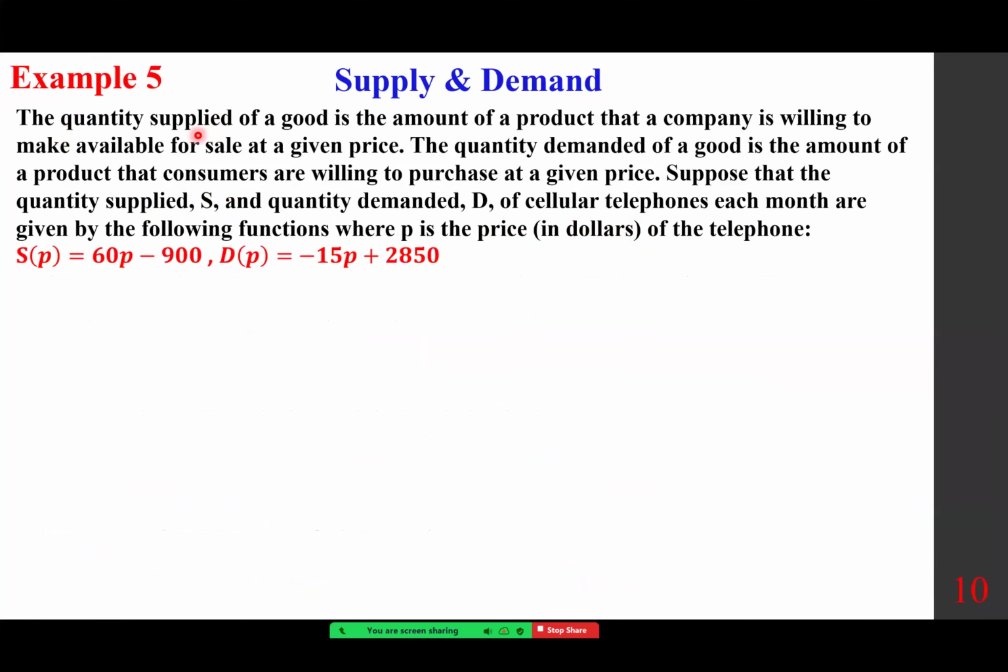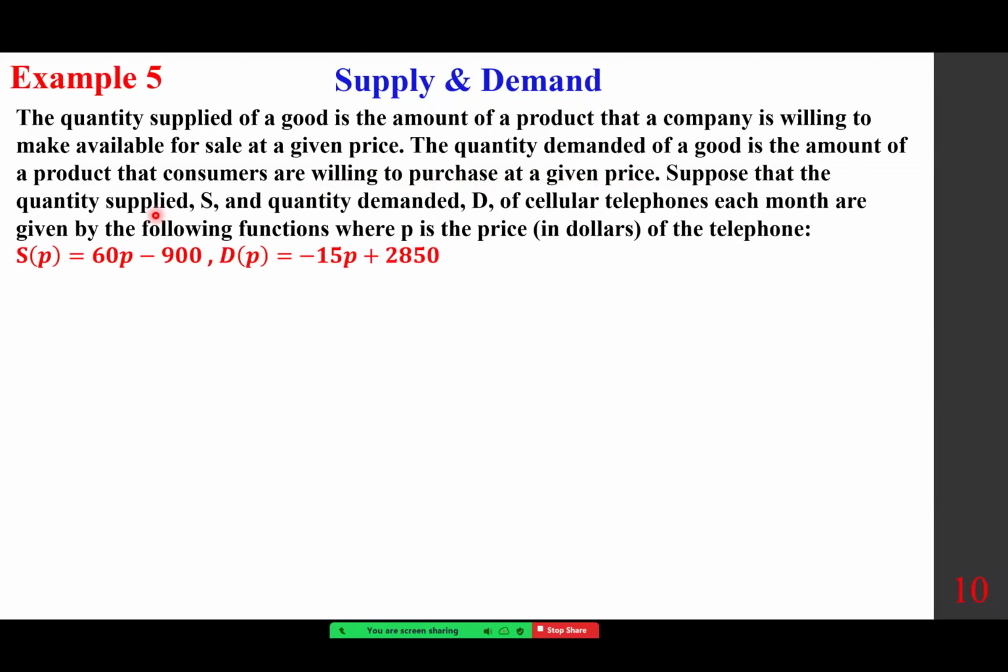The quantity supplied of a good is the amount of a product that a company is willing to make available for sale at a given price. The quantity demanded of a good is the amount of a product that consumers are willing to purchase at a given price.